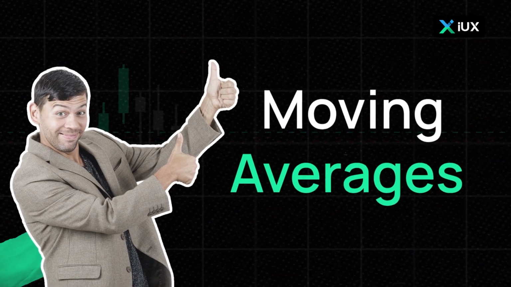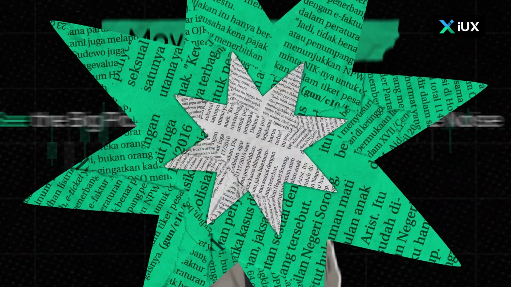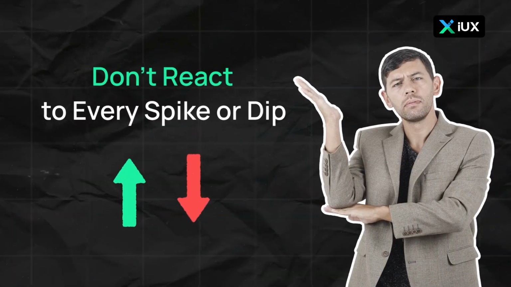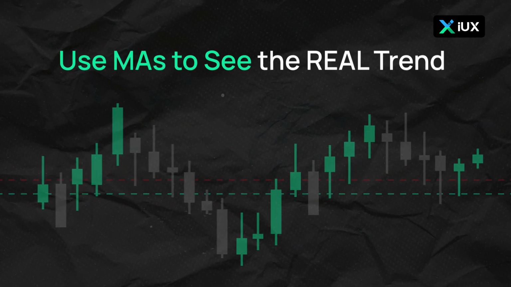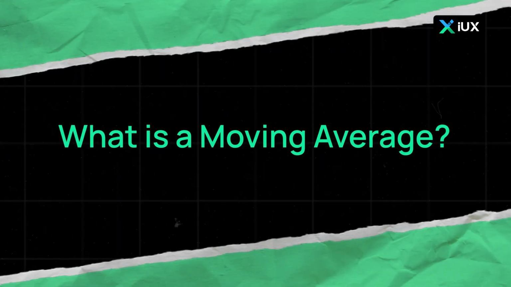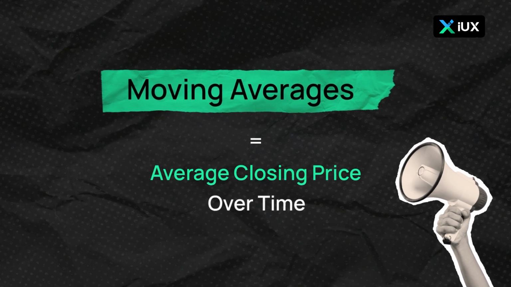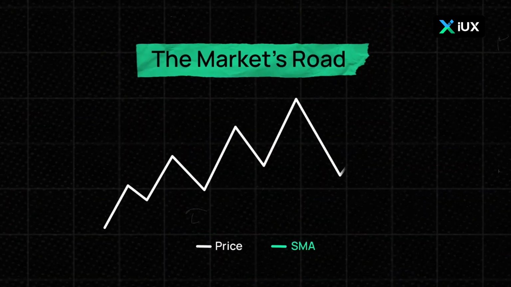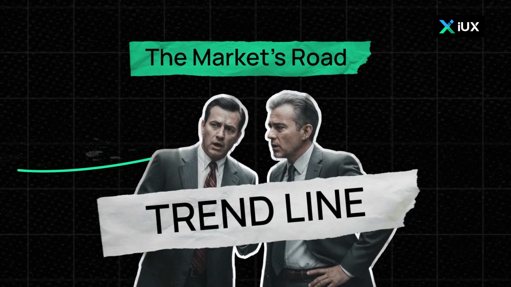Moving averages help traders see the big picture by smoothing out price fluctuations. Instead of reacting to every spike or dip, you use MAs to understand the overall trend direction. Let's break it down. What is a moving average? A moving average is simply the average closing price of an asset over a certain period. This average is plotted as a line across the chart, forming what many traders call the trend line.